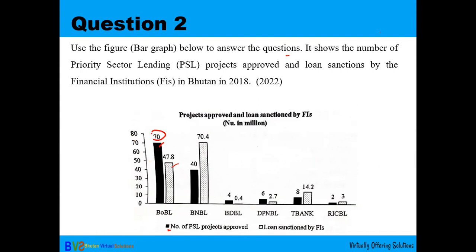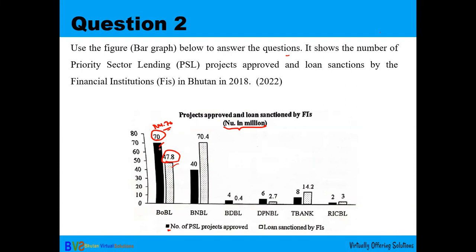Now, what is this 70? Is it a percentage? No, it is not a percentage. It is given in millions: Nu 70 million. The loan sanctioned by the FIS is 47.8 million. So BOBL has projects worth Nu 70 million approved, and of the loan, it has to pay 47.8 million to the FIS.